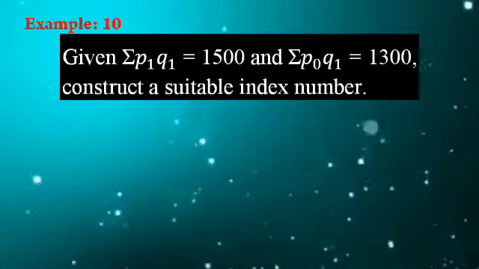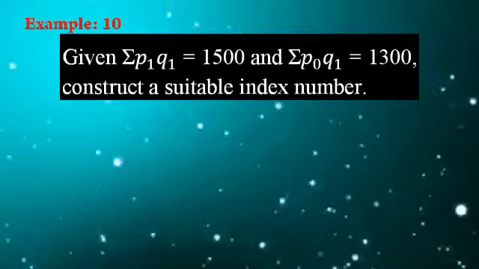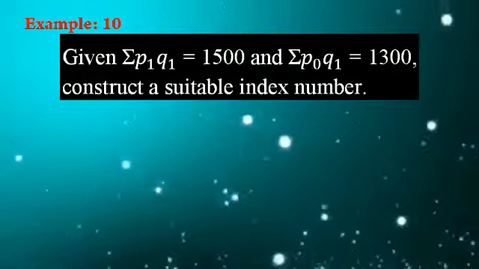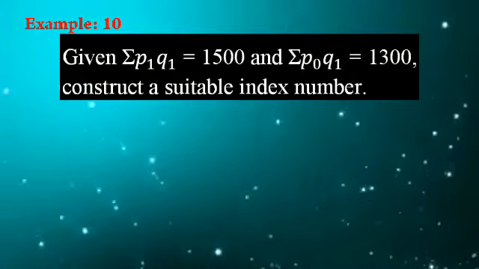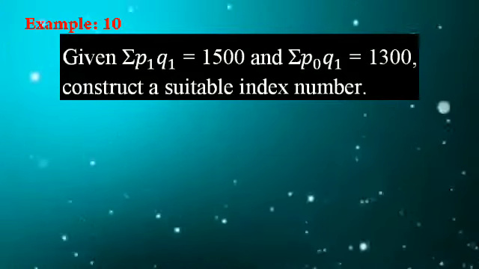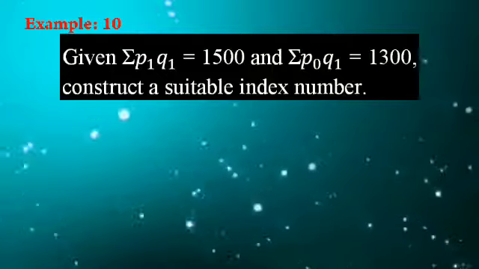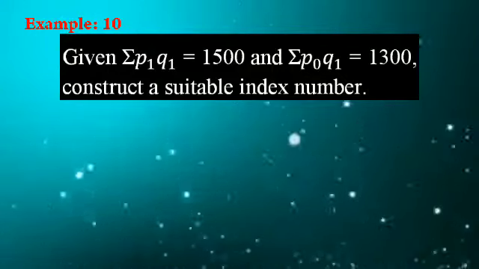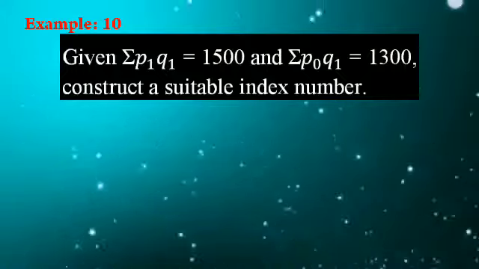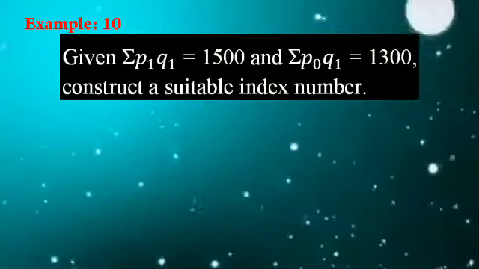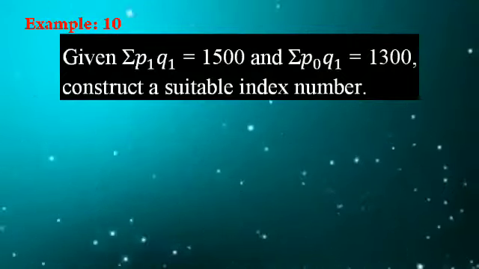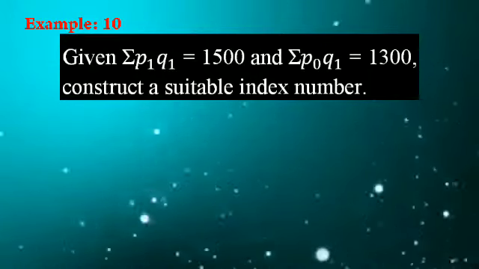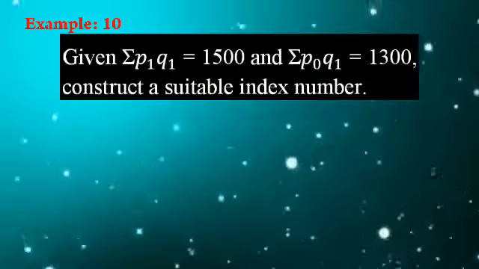So q1 is fixed for the first as well as for the second set, right? So two sets of price values along with quantities of the current year. So for which index number are the current year quantities considered as weights? It is for Paasche's price index number, right? For Paasche's price index number, the current year quantities are fixed where the price values will be given.